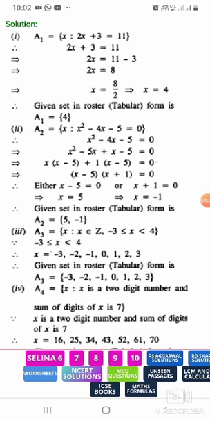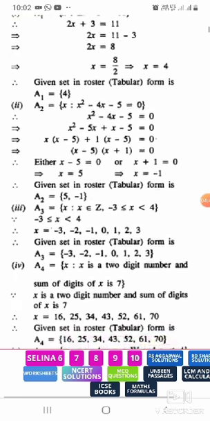Now let us take the third one. So A3 is equal to x such that x belongs to Z. Z means it may be any integer, either positive or negative, and it also includes 0. We know that 0, positive integers and negative integers all combined make the integers Z, and 0 does not belong to either positive or negative integers.